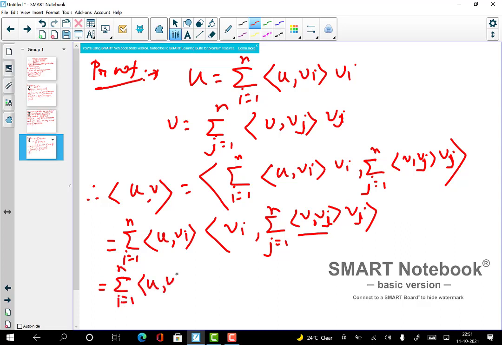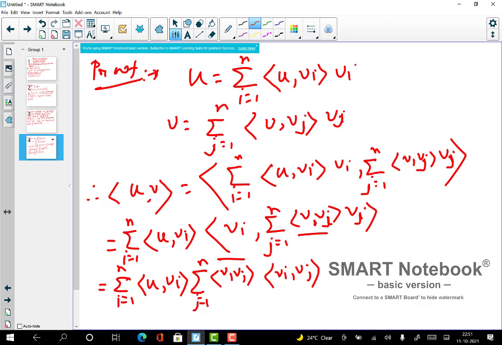The product of the inner product of U with vi, and then the summation over j equal to 1 to n, then you have the inner product of V with vj, bar, because this portion is in the second component. Okay, and the inner product of vi with vj.